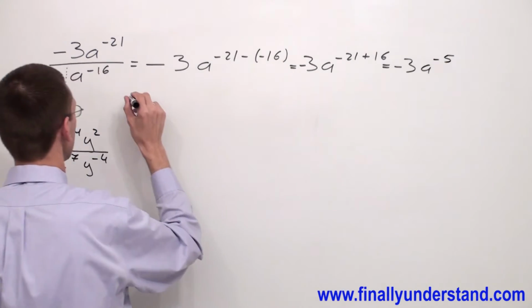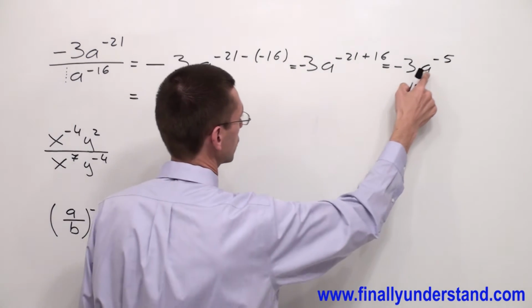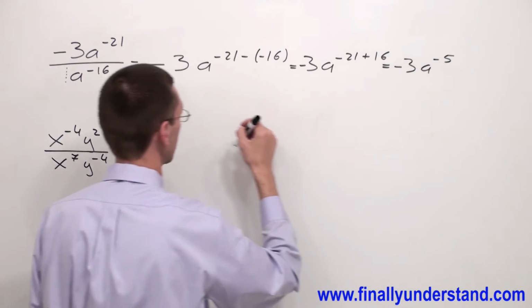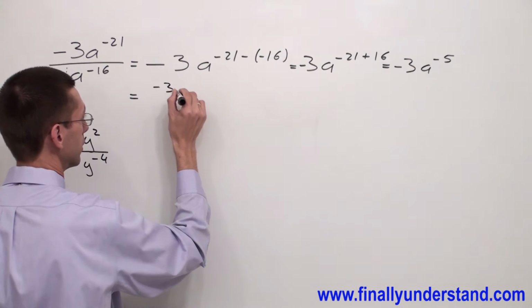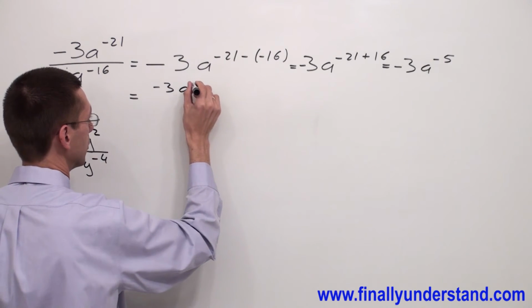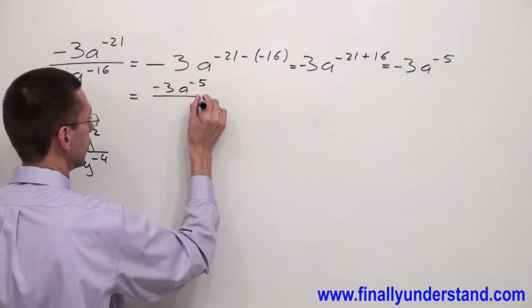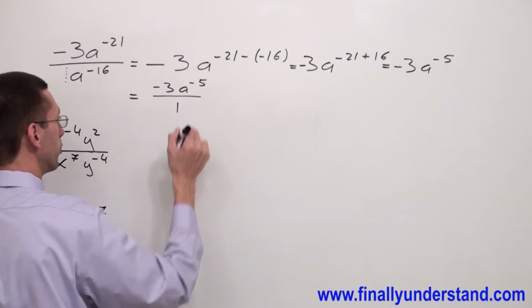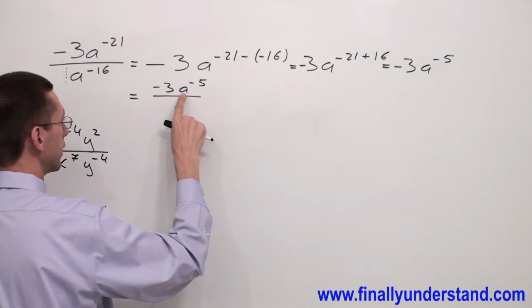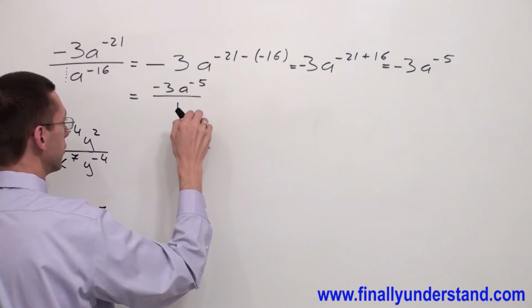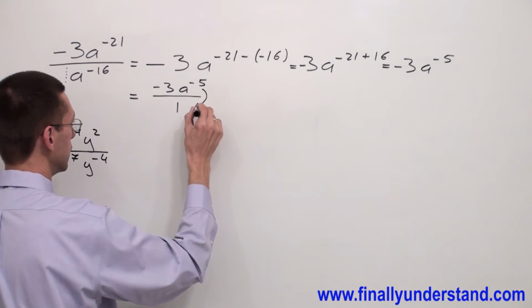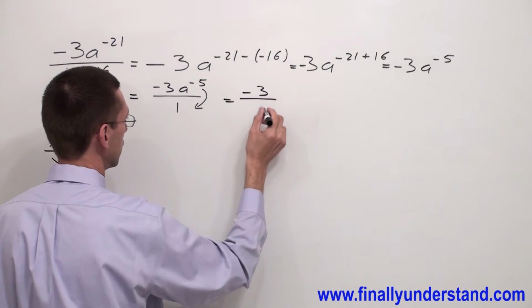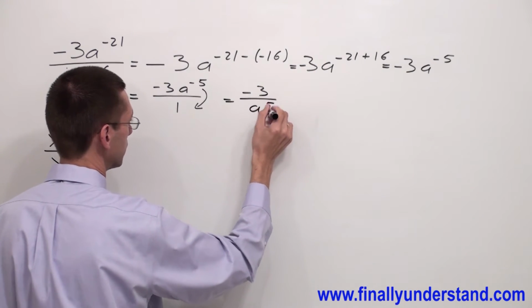Okay, now because I have a negative exponent, I'm going to convert this expression to a fraction. Minus 3a to the minus 5 over 1. In order to convert a negative exponent to positive, I'm supposed to take this a with the negative 5 exponent and bring it down to the denominator. I'm going to have minus 3 over a to the 5th.